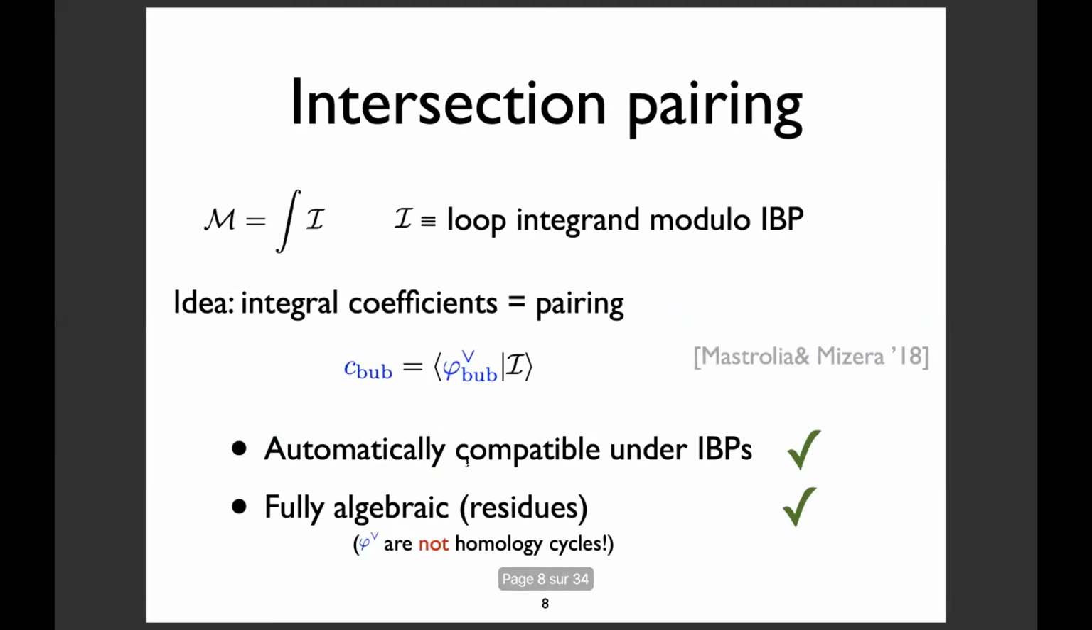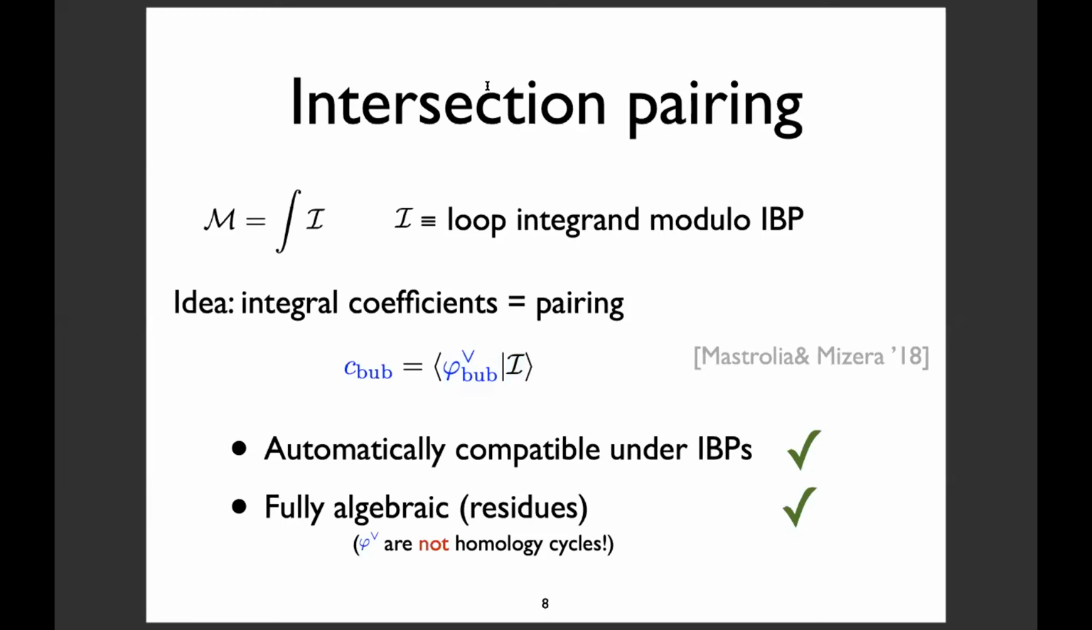So the intersection approach: the whole idea is to make some kind of pairing between the space of loop integrands modulo IBP, which is the thing that matters for the answer. The basic idea is that this pairing is automatically compatible with integration by parts identities. So anything you write that is of this form is going to kill IBP identities. That takes care of the biggest constraint on these forms phi.